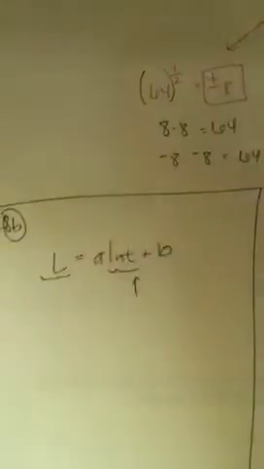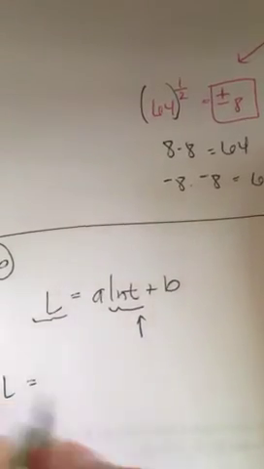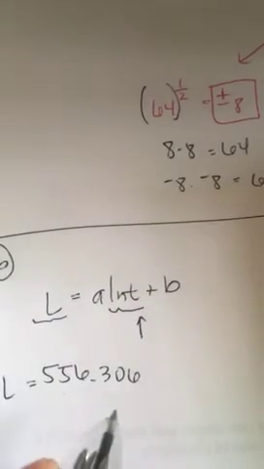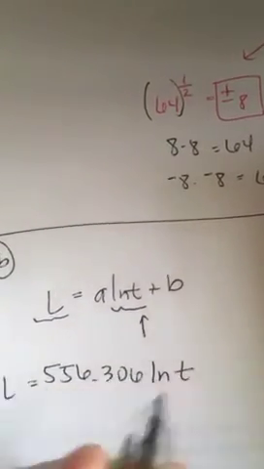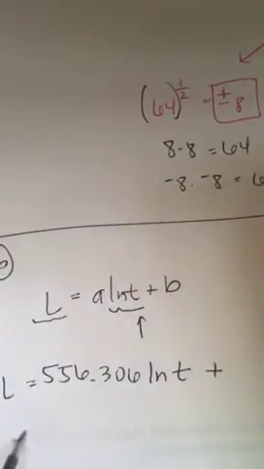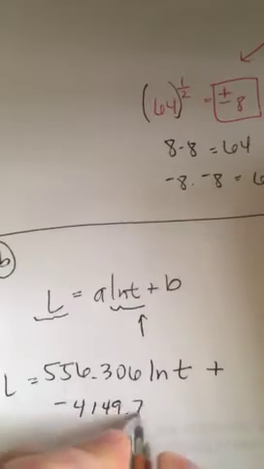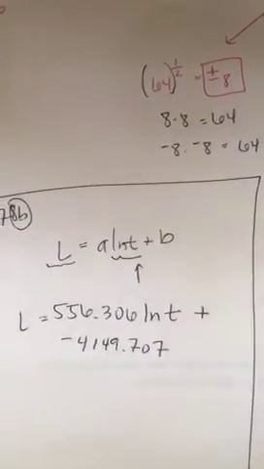Okay, and I can put all these numbers in. So L is going to equal, my coefficient is 556.306. And then I want natural log of T, we'll use the same variable, plus, and then my y-intercept will be negative 4,149.707. Alright, so that is my regression equation.